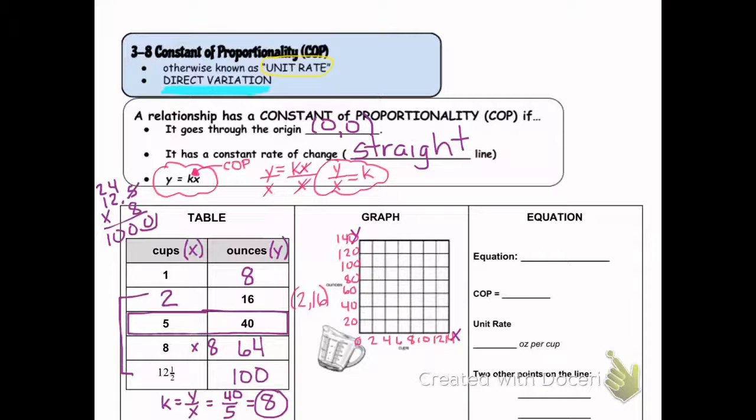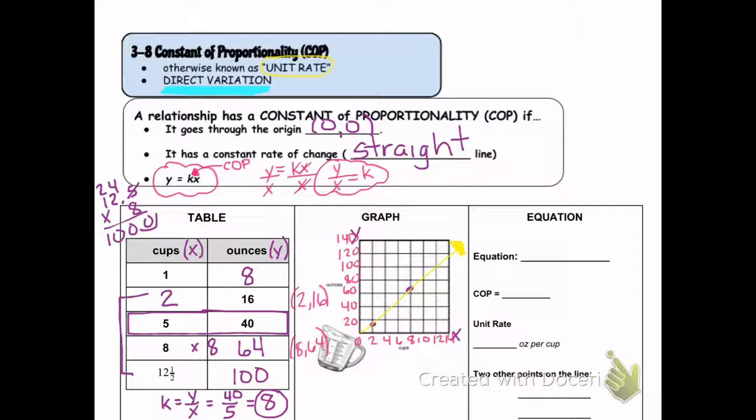So right 2 and up 16. So not quite to the 20, so about there. And then let's do 864. So right 8 up 64. So just a little bit past the 60. So about there. And then I can simply connect those, make my line.